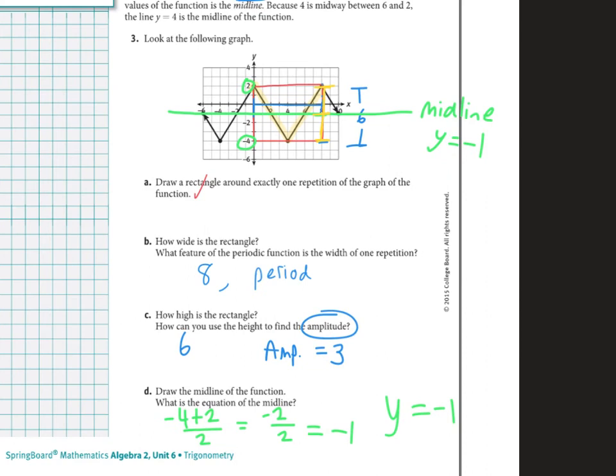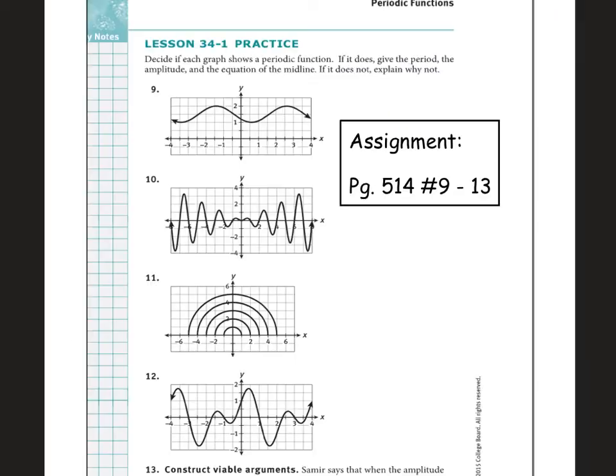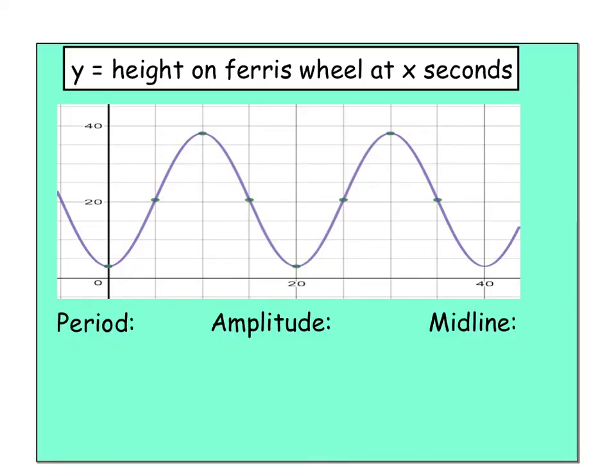Okay, so let's take a look at our warm-up and see if we can now answer it. Here's a graph showing those points, and we'll talk about the period, the amplitude, and the midline as we go. But let's think about it again. The x-axis is the time in seconds, and the y variable is your height in feet.